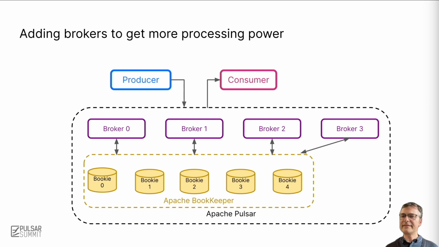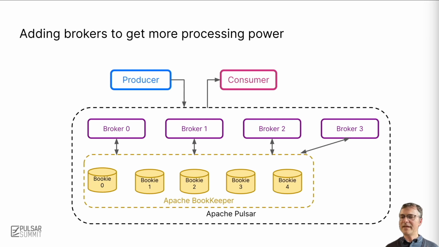So let's say that I need more processing power on my cluster. For that, I will add more brokers. Because their state is stored in the BookKeeper tier, I can add a new broker, and that load can then be migrated to another broker. Some of the magic of Pulsar is that it will take care of all the moving of connections, and the moving is transparent to your application.